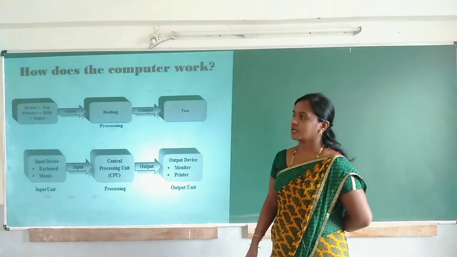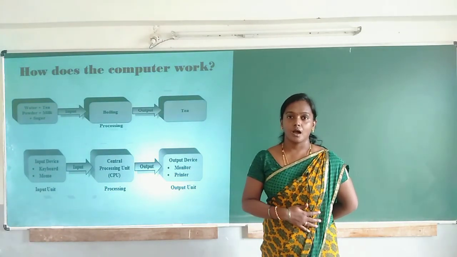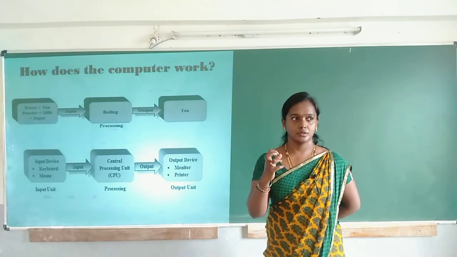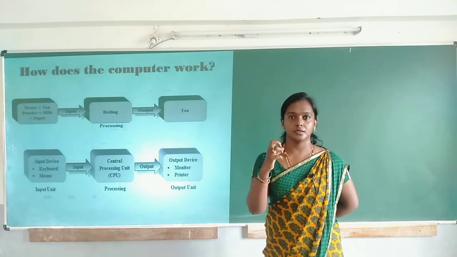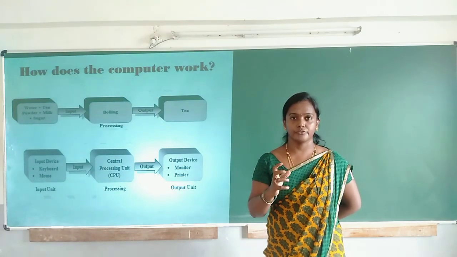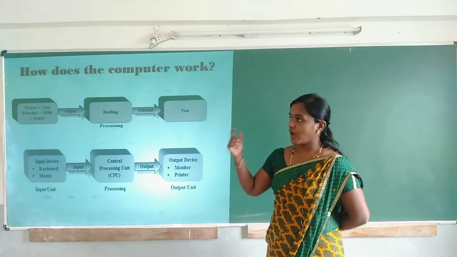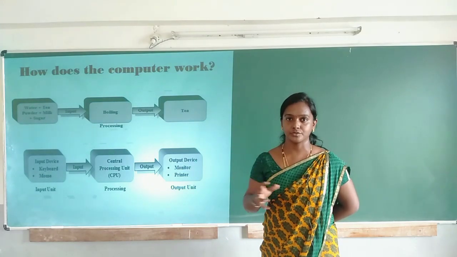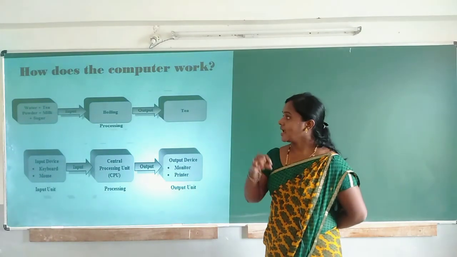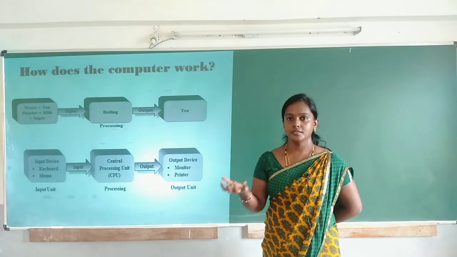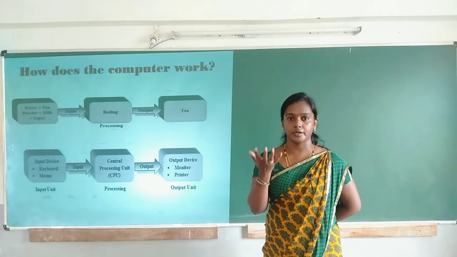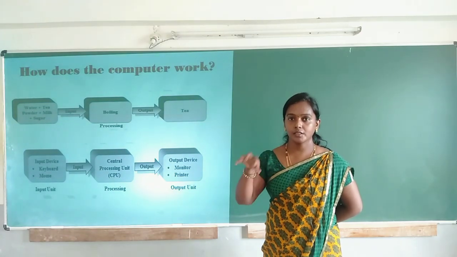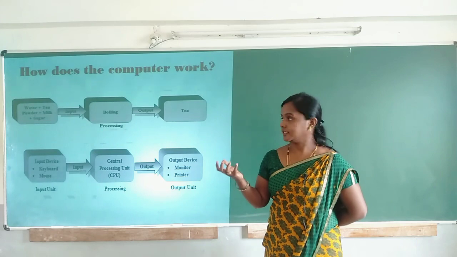So how does the computer work? You know how to make tea or coffee. How do you make coffee? You add water, tea powder, milk, sugar, whatever. You add those raw materials, put them in a vessel, then you start heating, and after the whole process you get tea, that is the output.